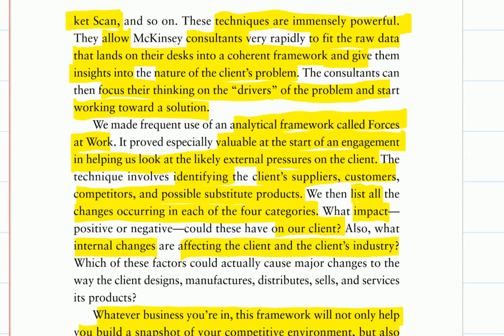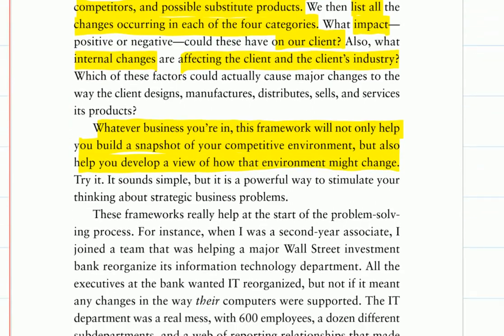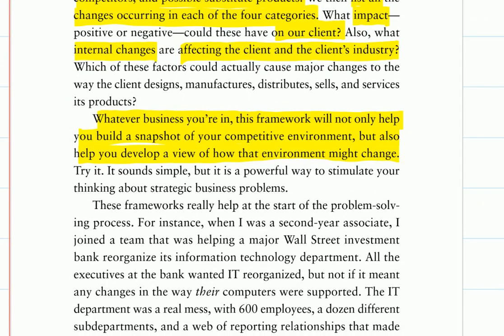McKinsey used an analytical framework called forces at work. He says that it was very valuable at the beginning of an engagement to look at the external pressures on the client. They used to focus on identifying the client's suppliers, the customers, the competitors, and the possible substitute products. Then they listed out all the changes that were occurring in each of the four categories, what impact, positive or negative, these would have on their client. Also, they used to focus on the internal changes that are affecting the client and the industry in which the client operates. So then the author says that whatever business you are in, this framework will not only help you build a snapshot of your competitive environment, but help you develop a view of how that environment might change.